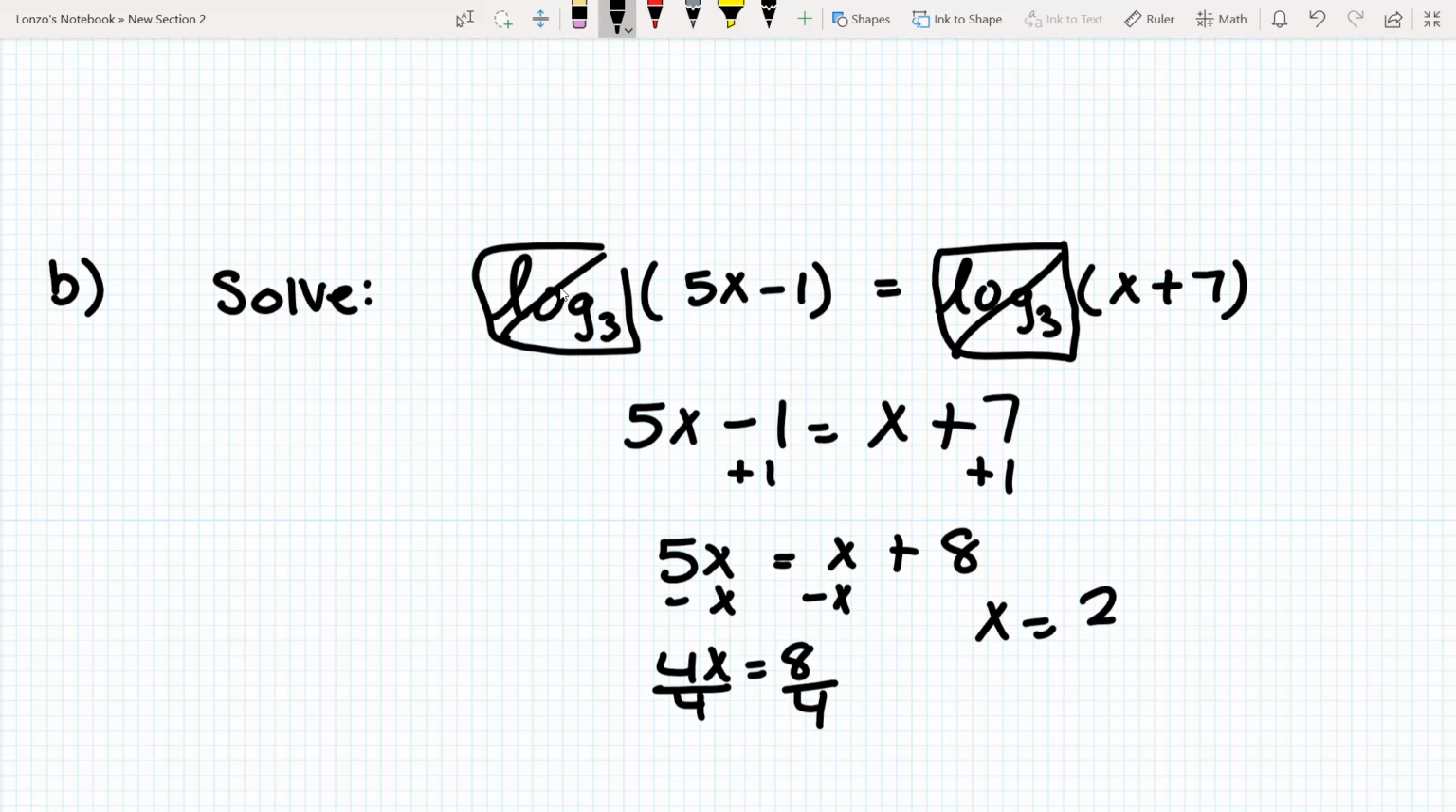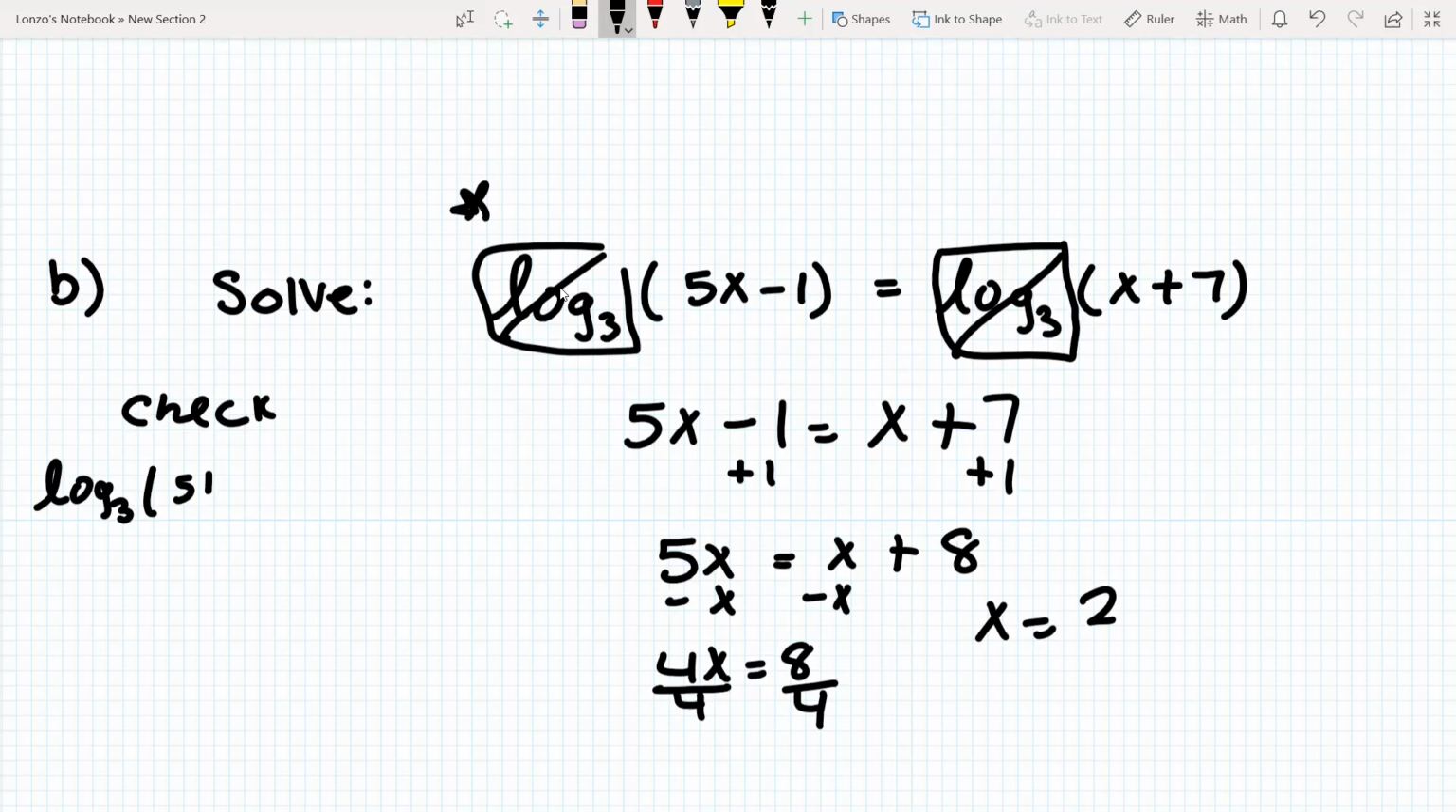And that may be our solution, it may not be. So the only way to check it is by plugging it back into the original problem. So let me go ahead and check it. So that would be log base 3. And then wherever you see an x, plug in 2.